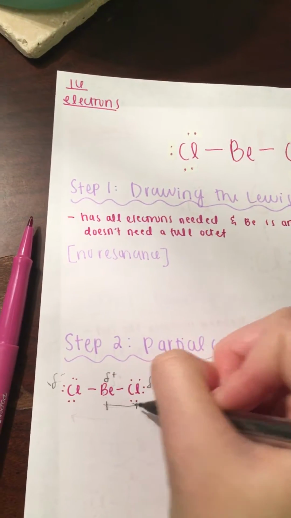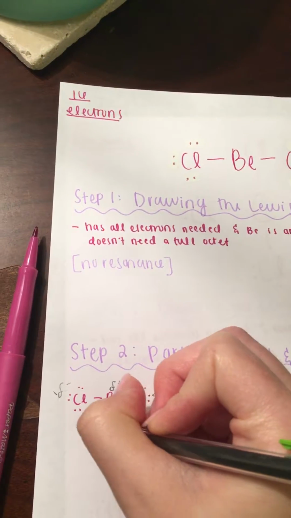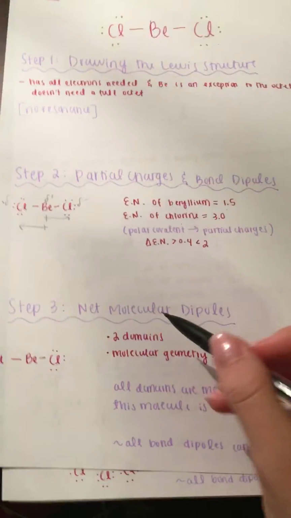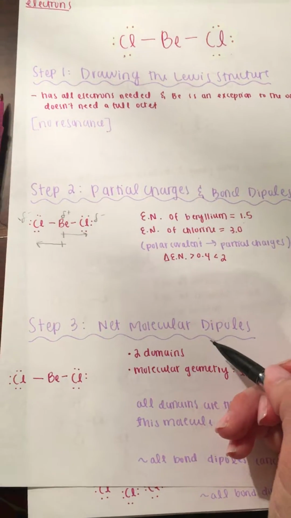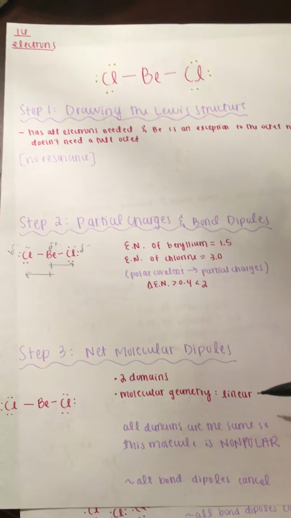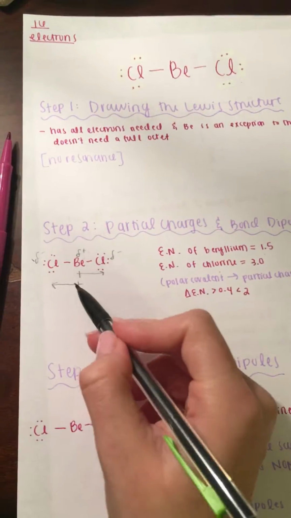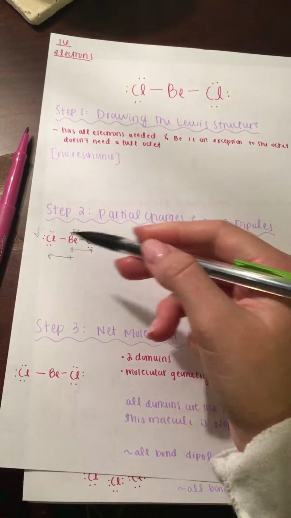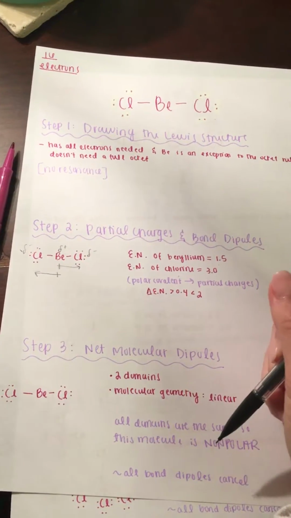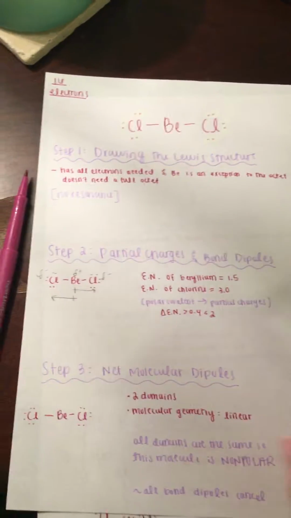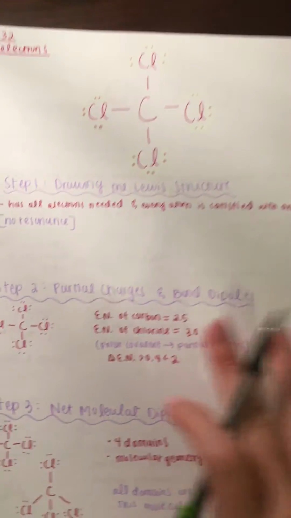Positive side on beryllium, pointing towards the chlorines. And these are the same because the domains are the same. So we're going to look at the net molecular dipoles. We have 2 domains, and the molecular geometry is linear. So that means that these dipoles are going to cancel, and all of the domains are the same. So this molecule is nonpolar, and all the dipoles cancel. So we can go to the next structure.